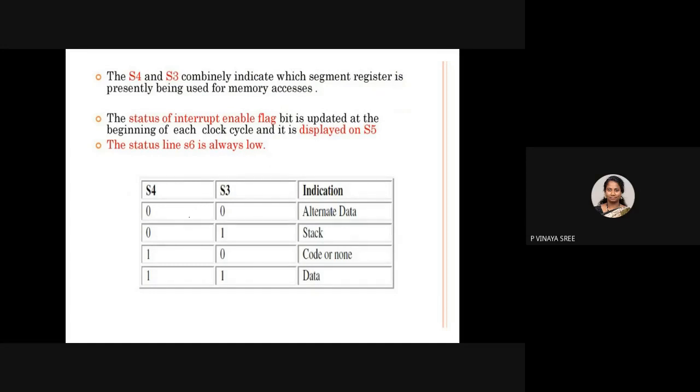See here. If it is 00, which segment is it? Data segment. Yes, alternate data. It's like an extra segment. So if it is 00, it is an extra segment. If it is 01, it is a stack segment.